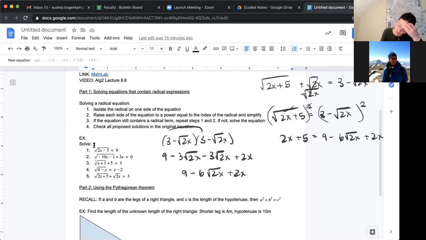So now I want to isolate my radical term. So I'm going to subtract 2x, and I'm going to subtract 9. So I'm going to get 2x minus 2x. So that makes my 2x's go away. And 5 minus 9 is going to give me -4 equals -6x, or not 6x, -6 square root of 2x.